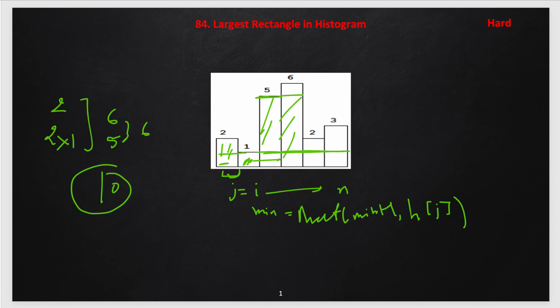So, h of j we will update and the local area will be the height into j minus I plus 1, because for the first one j will be 0 and I is also 0. So, the width is 1, and that is why we added 1 here. So, pause the video and try to implement that code first yourself.